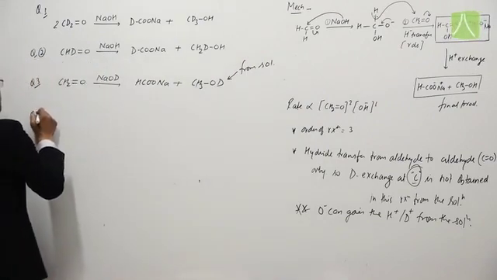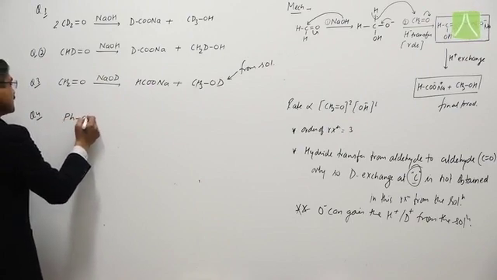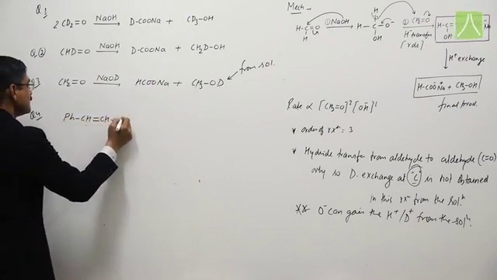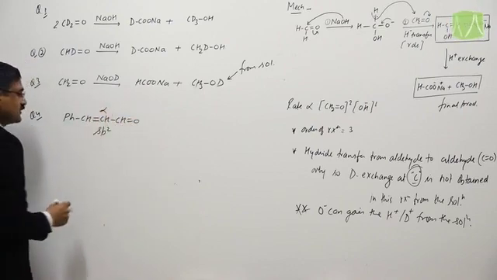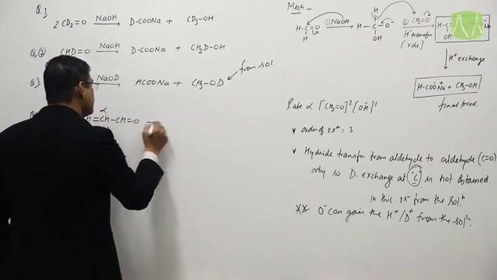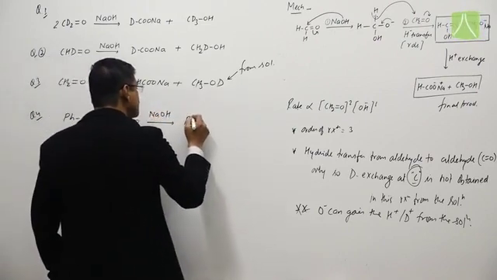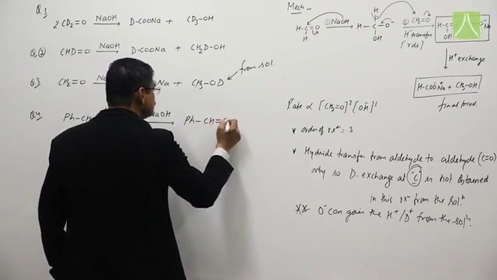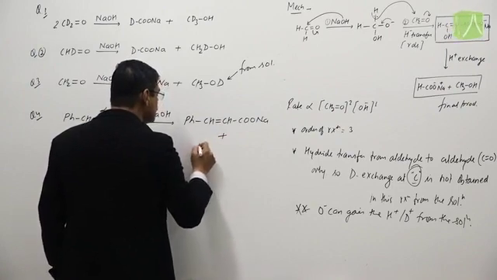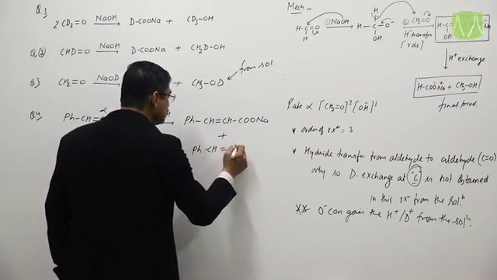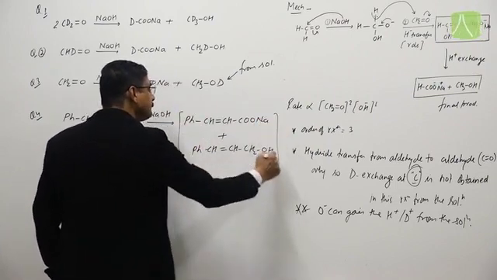Now come to other examples. Suppose I take Ph-CH=CH-CHO. So this alpha carbon is sp2, so this hydrogen is not used. That's why Cannizzaro reaction is possible. So one molecule converts into acid, one molecule converts into alcohol. So these are the products.